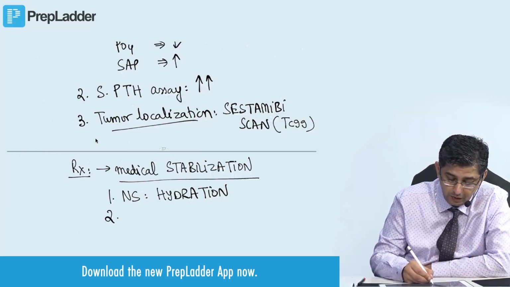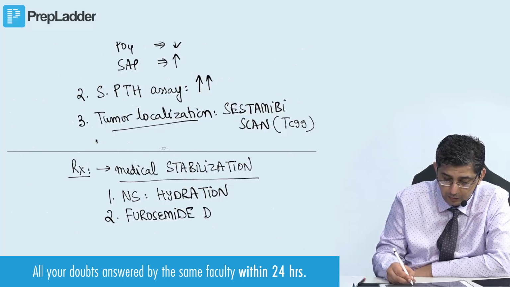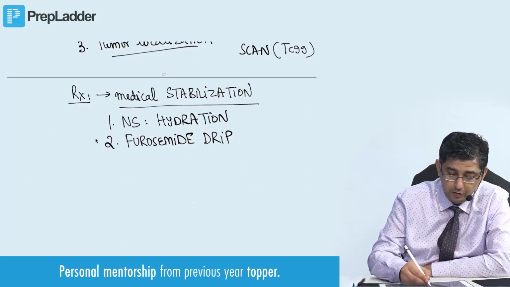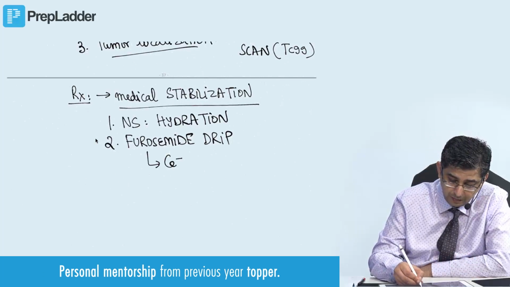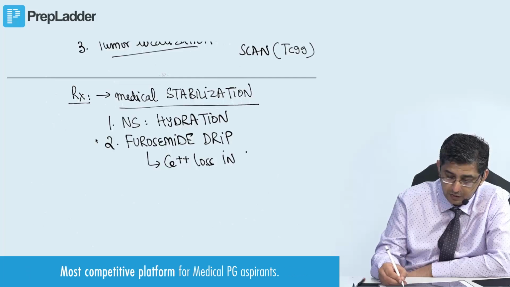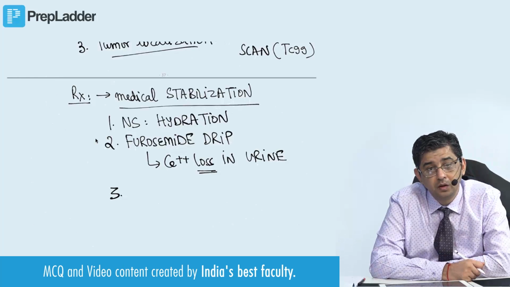The second thing to be done in this patient is to initiate furosemide in the form of a drip for the patient, that is added to the bottle of normal saline, because furosemide causes calcium loss. Furosemide causes calcium loss in the urine, and I'm pretty satisfied with this because if I kick out the calcium from the body, which is excess, then the job is done.